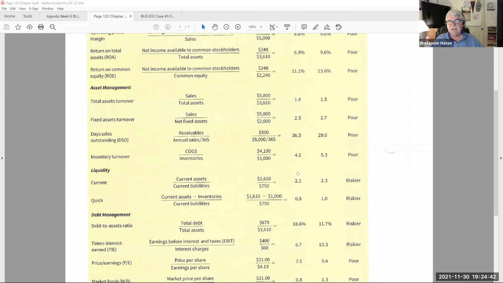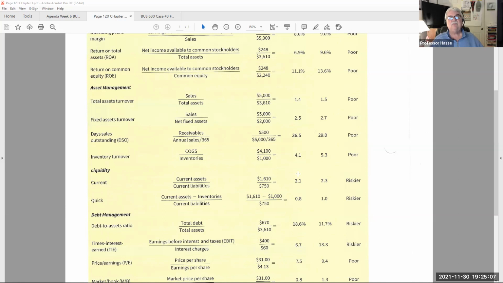The higher the inventory turnover, the better you are, because you're turning over your inventory, selling it more, and that produces more profits. Days sales outstanding tells us how quickly we collect our money, turning receivables into actual cash. You can say in this example here, it's about 36.5 days, a little high.